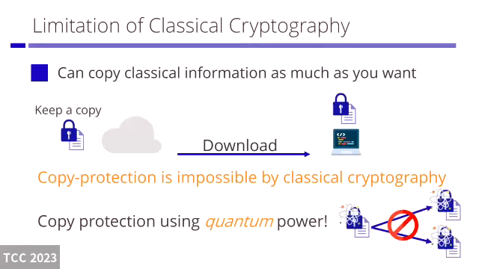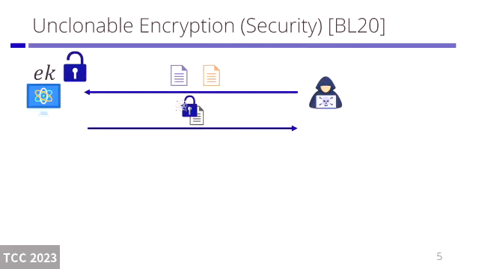However, if we use the power of quantum computation, we may be able to prevent copying quantum information due to the no-cloning theorem. So Broadbent and Lord introduced the notion of unclonable encryption, where ciphertexts are quantum states and copy protected. The syntax of unclonable encryption is the same as standard encryption.